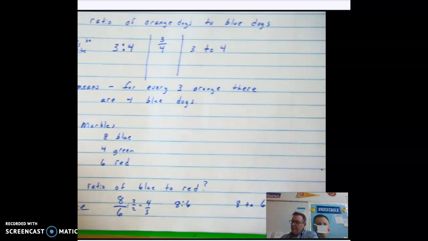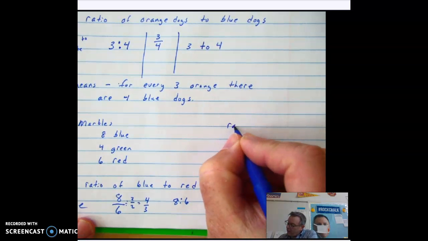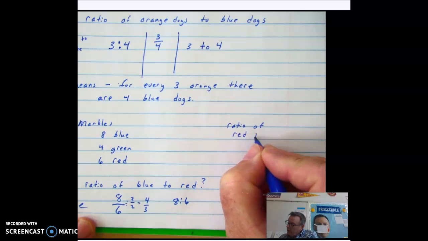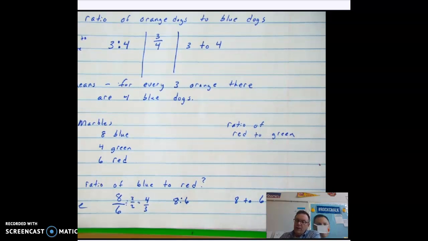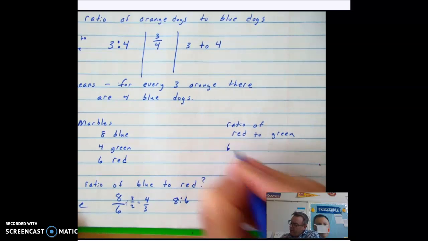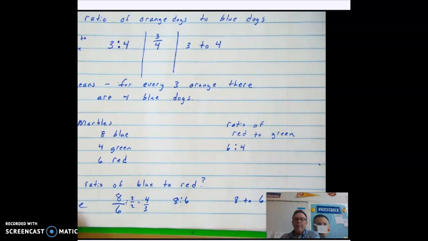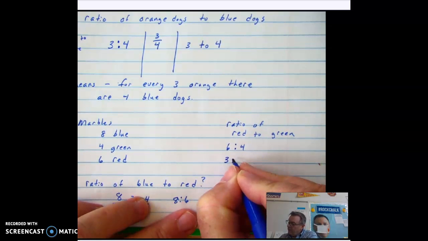Okay. I'm going to use some space here. Let's say that I want to do the ratio of red to green. Okay, so I'm really careful. I check my wording. Ratio of red to green. Well, there are 6 red to 4 green. That's my ratio. But I also know 6 to 4, they're both even numbers. I can divide them both by 2. So the ratio would be 3 to 2.